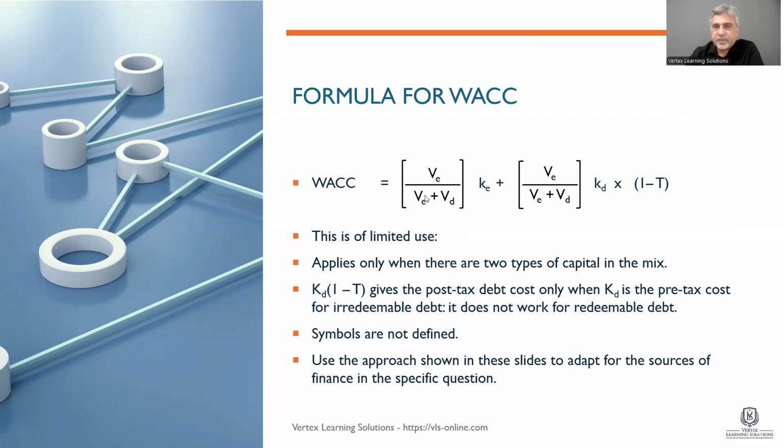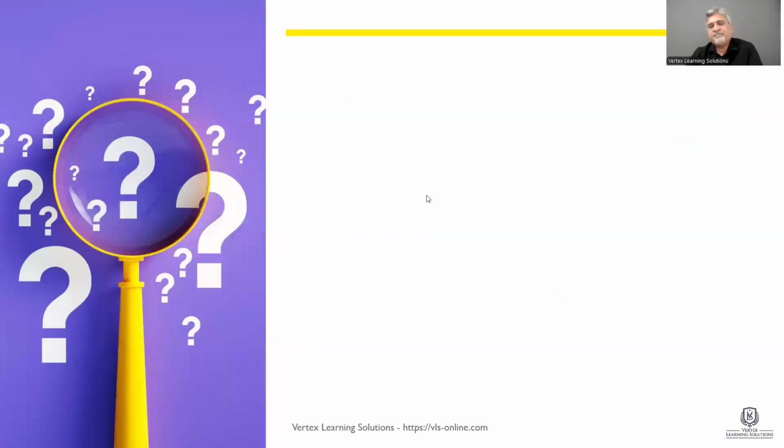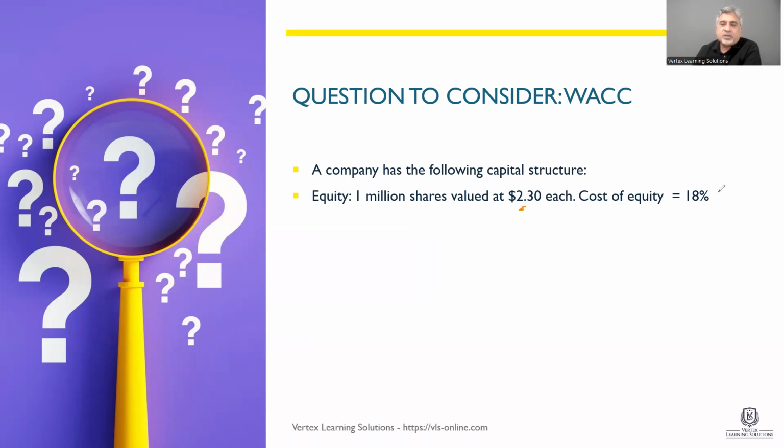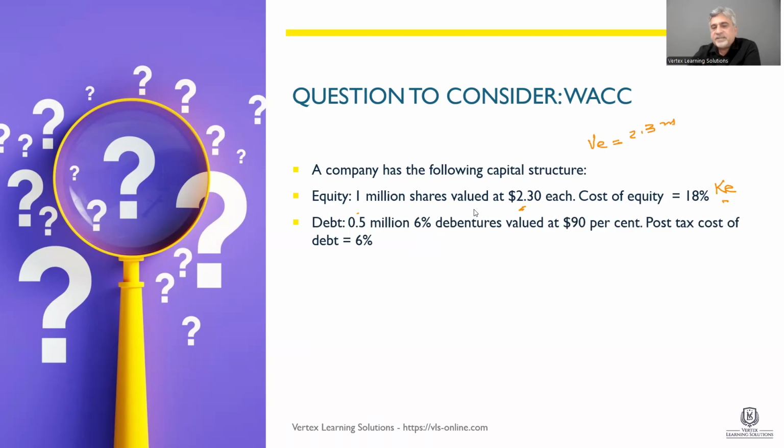Now, let's see how we put it into action. We'll take one question. A company has the following capital structure. Equity: 1 million shares valued at 2.3 each. The face value of the share might be $1, but the market value is 2.30. And the cost of equity, which is KE, is 18%. So I can say that the value of equity here is 1 million shares at 2.3, so 2.3 million is going to be your value of equity, and this is going to be your cost of equity. Then it says debt.